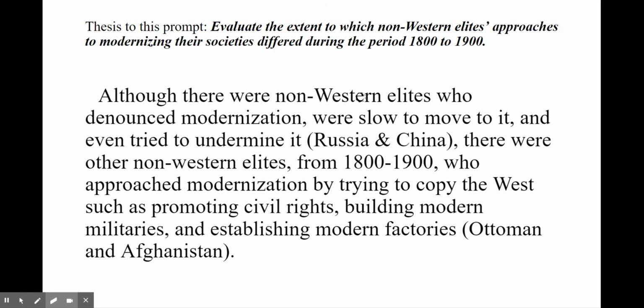Although there were non-Western elites who, you could also start with however there were, or I just like the word although, there were non-Western elites who denounced the modernization, they were slow to move to it and even tried to undermine it. And again, everything that I'm saying right there is true. There were other non-Western elites from the same time period who approached modernization by trying to copy the West, such as promoting civil rights, building modern militaries, and establishing modern factories.